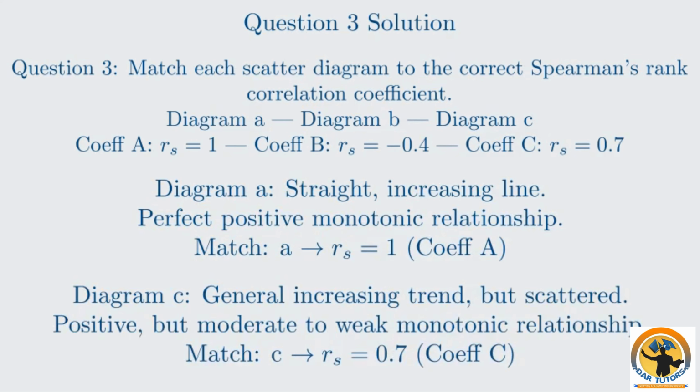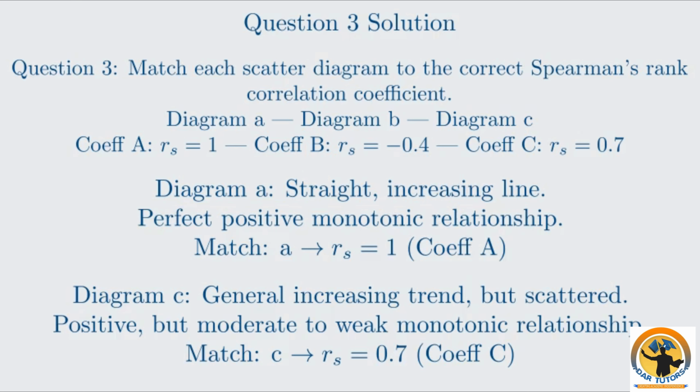Diagram C shows a general increasing trend, but the points are quite scattered. This suggests a positive but moderate to weak monotonic relationship. An Rs of 0.7 fits this description well. That leaves us with diagram B and the coefficient Rs equals 0.4.